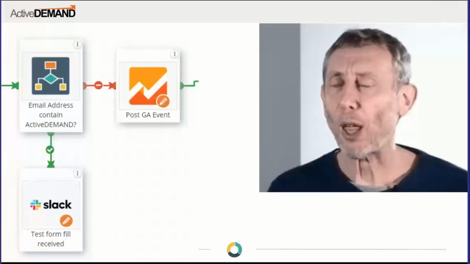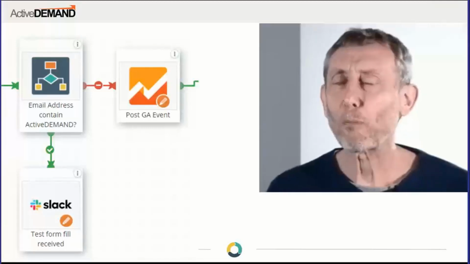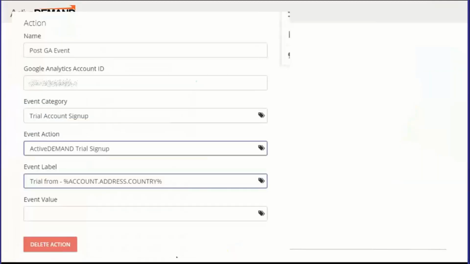Now, if it isn't ActiveDEMAND, then we post the event, and it's right inside that workflow. So we can do these custom. We can set custom categories, actions, labels. We can use dynamic terms inside those labels, so that again we get the exact information inside Google Analytics that we need to. And this can get as simple or as complicated as you need.